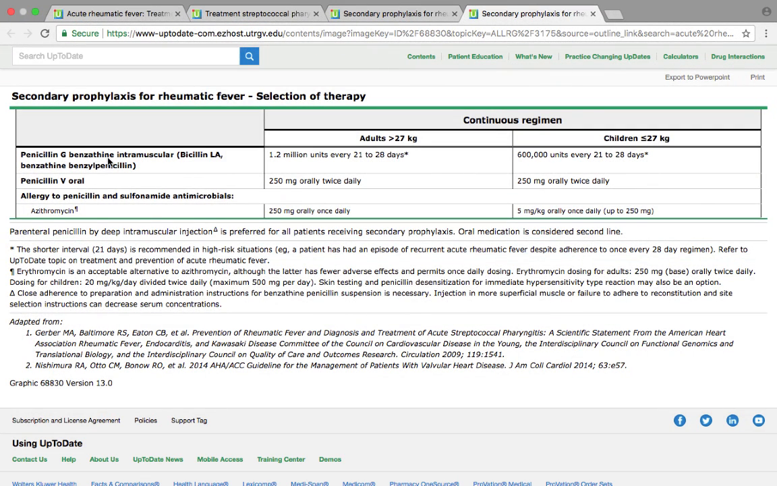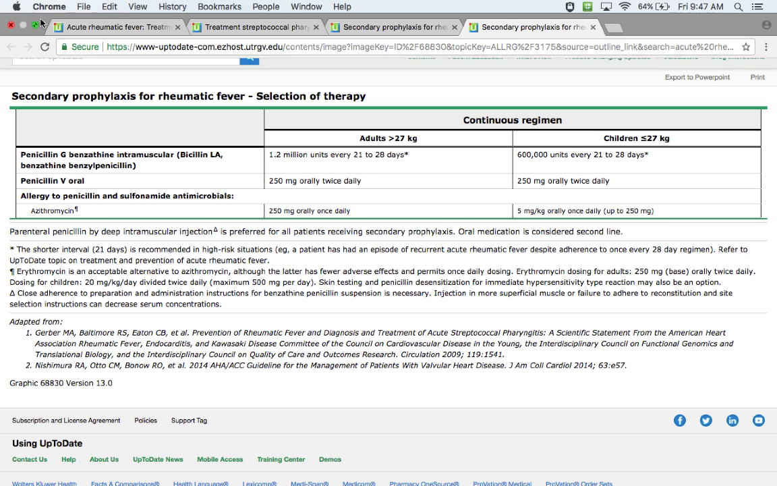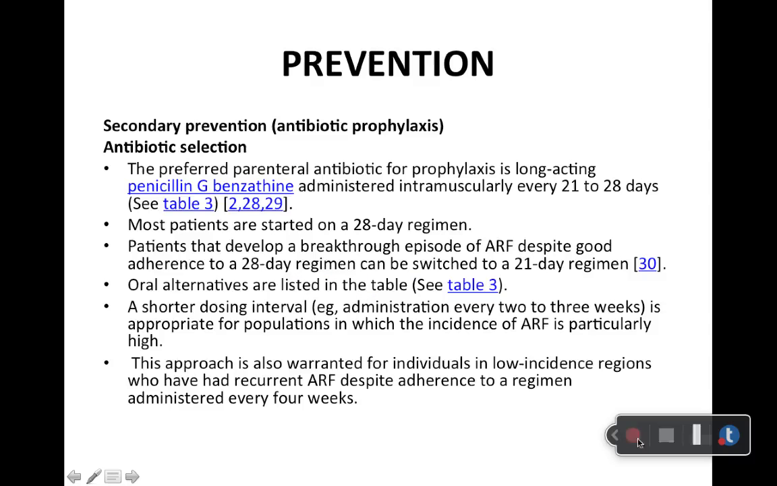So you'll see here again that Pen G IM is going to be your go-to first line choice. And then if they are allergic to penicillin, have a true allergy, and sulfonamide, you can go to azithromycin. So look at this chart as well. Make sure you guys pay attention to that. And go ahead and read through this.